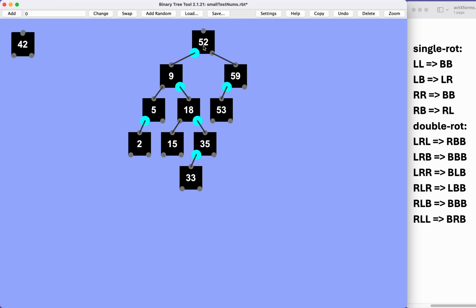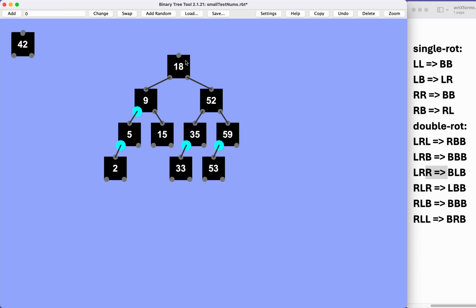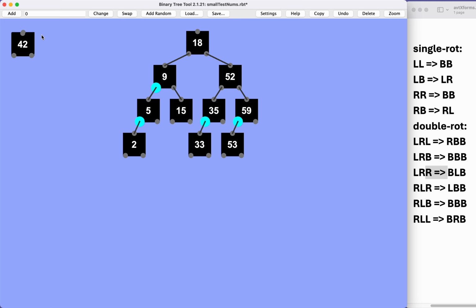And the 52 has seen growth to the left because 9 had been balanced, now it's unbalanced. So I need to adjust this guy to the left, but this guy is already left leaning. And so in this case, I have a transformation to do, and I have the left, right, right case. So I turn that into balanced, left, balanced, and now do a double rotation. And this is my resulting AVL tree.